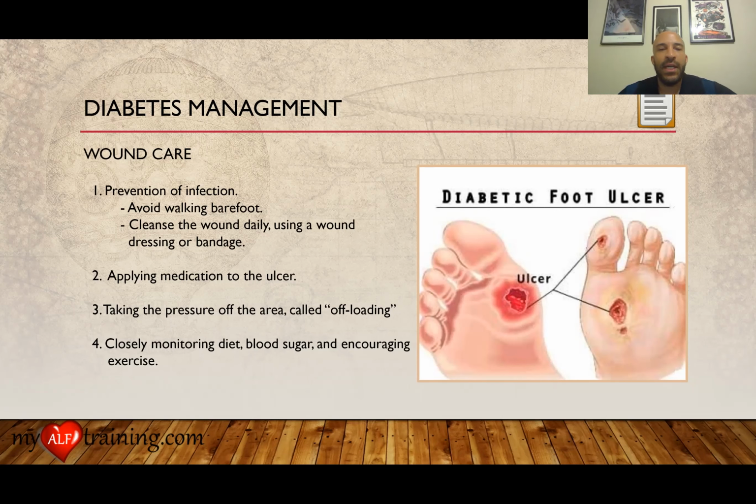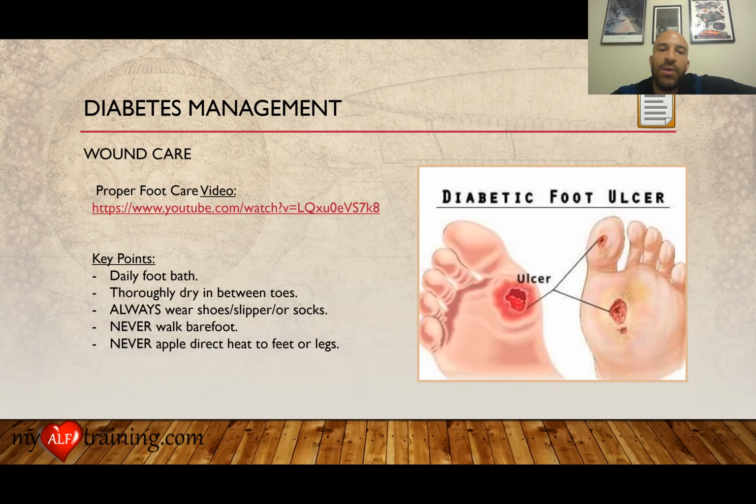And last, in wound care management, what we can do is closely monitor their diet. By monitoring their diet, we can control their blood sugar. And by controlling their blood sugar, we can free up some space in that microvasculature for more blood to flow to those extremities and hopefully bring oxygen and nutrients with them to help heal those diabetic foot ulcers.